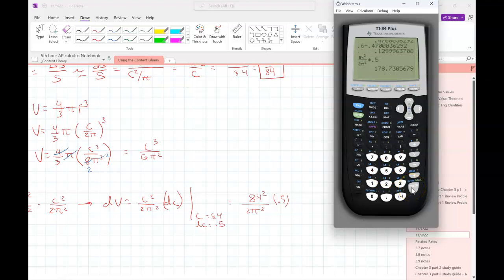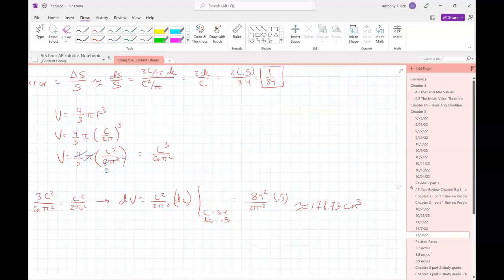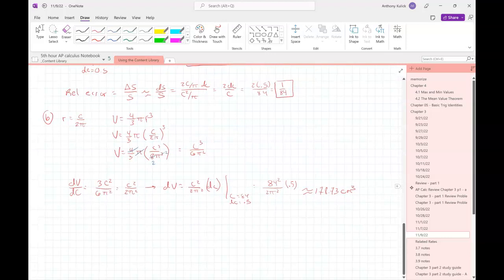So about 178.73, and this would be cubic centimeters. So that's, again, my max error there.